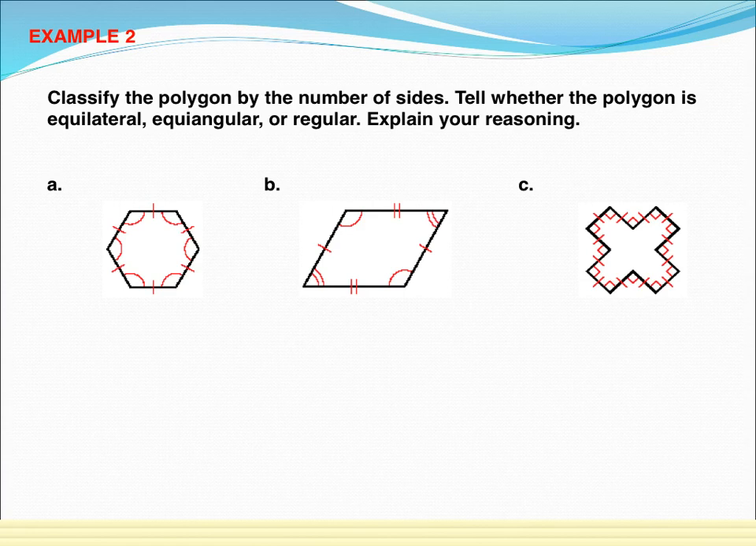All right, so it says classify it. The word classify just means to name it. That's all we want. Name it by its number of sides. Tell whether the polygon is equilateral, that all the sides are the same, equiangular, all the angles are the same, or regular. And remember, regular means that both all the angles are the same and all the sides are the same. That means all of them. Every single side has to be the same as every other single side. Every single angle has to be the same as every other single angle.